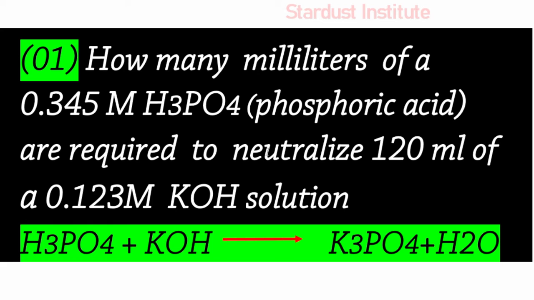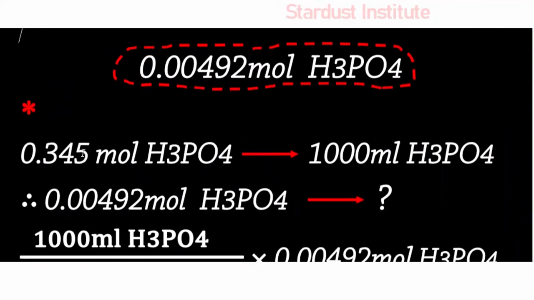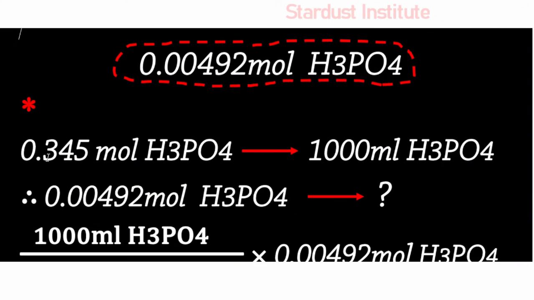We have been asked how many milliliters of 0.345 M phosphoric acid are required to neutralize 120 milliliters of 0.123 M KOH solution. 0.345 M molarity means there are 0.345 moles of phosphoric acid in 1000 milliliters or 1 liter of this phosphoric acid solution.